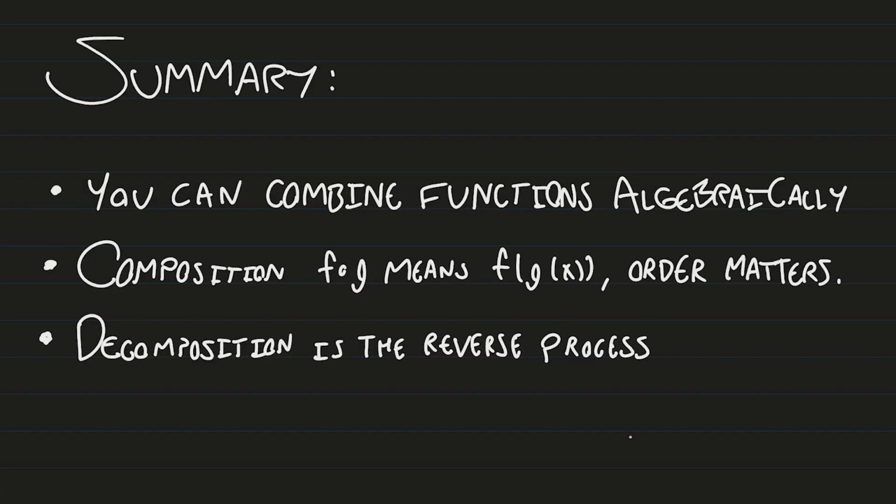In summary, you can combine functions algebraically using plus, minus, multiplication, or division. You can do f plus g, f minus g, f times g, or f divided by g, or any functions together. Composition, f of g, means f of g of x, and the order matters. If I did g of f, then I would have g of f of x, which is a completely different thing. Decomposition is the reverse process of composition. Before you go, I have a few practice problems for you to try.